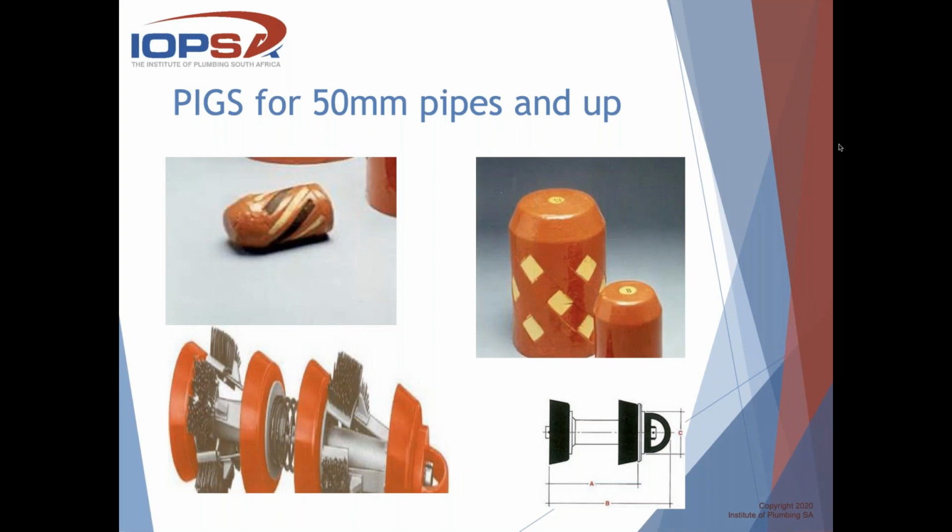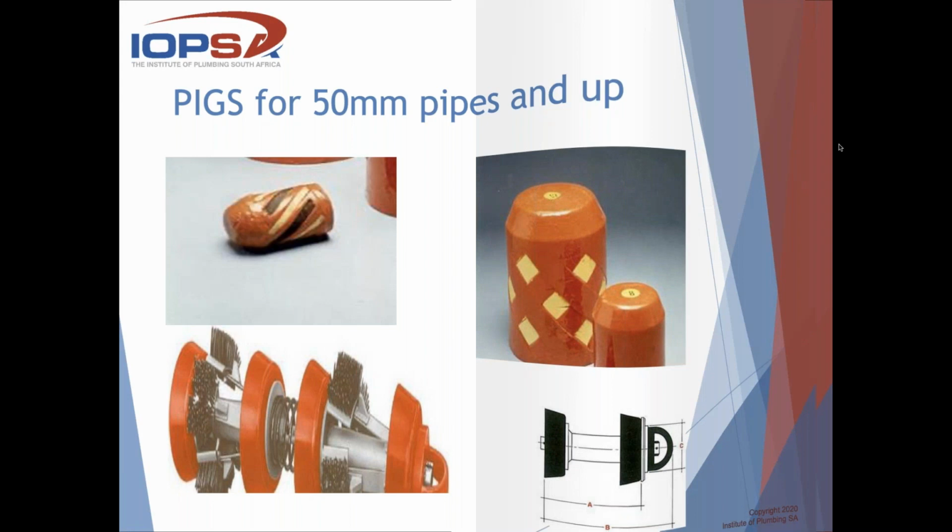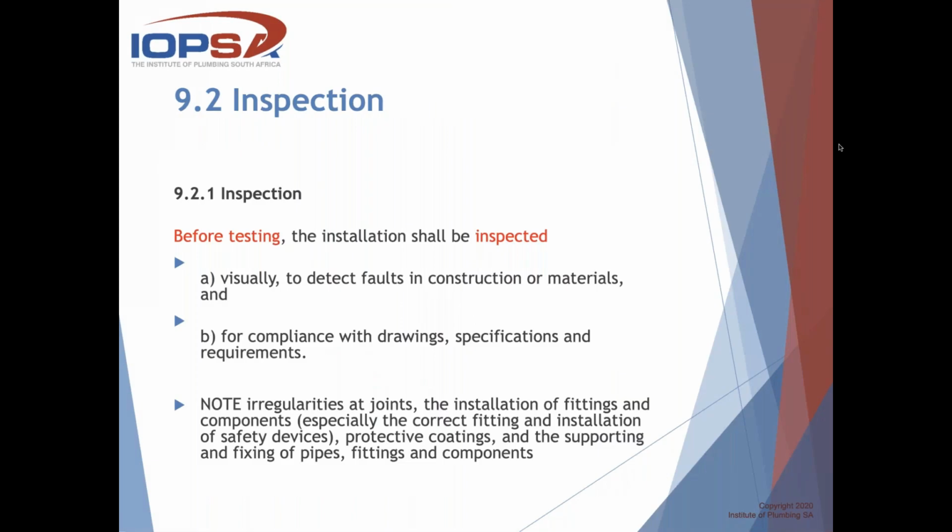So then the next step would be inspection. After cleaning, you inspect. Before testing, the installation shall be inspected. It says this is out of the standard. Visually, to detect faults in construction of materials for compliance with the drawings and specifications. Maybe there's a washing machine supposed to be there and the guys forgot about it and omitted it. Make sure that everything is there. You don't want to chop into a wall afterwards and add pieces into it.